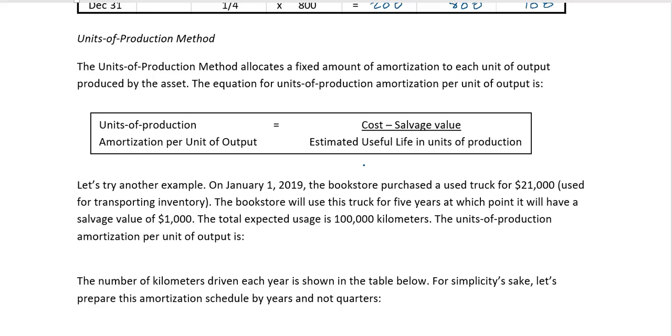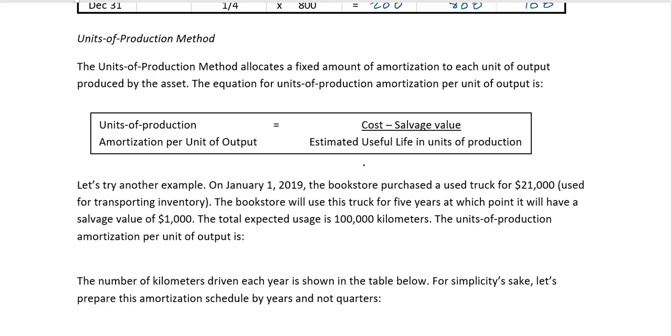At the bottom, you estimate how many units of output will be produced by a certain asset. So for a machine, it could be number of products, or it could be number of hours that the machine runs. For a vehicle, it could be number of kilometers. So let's try another example.